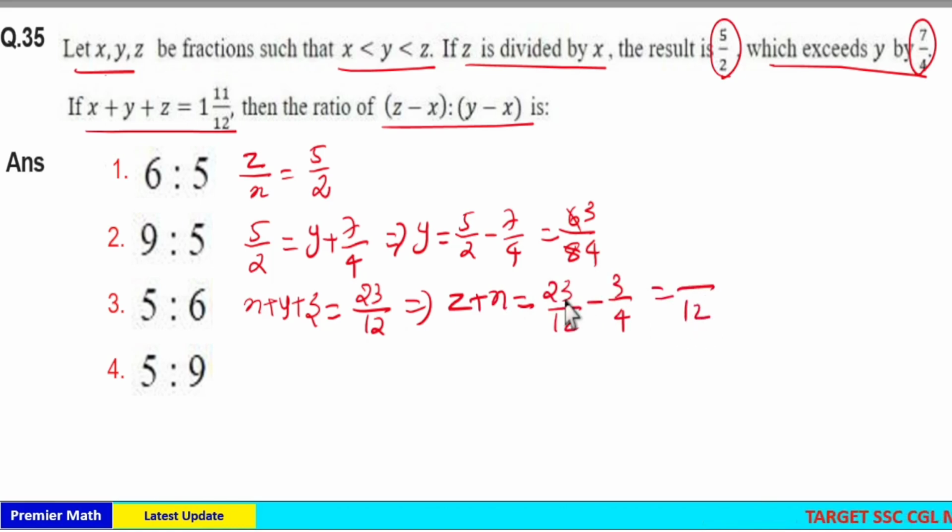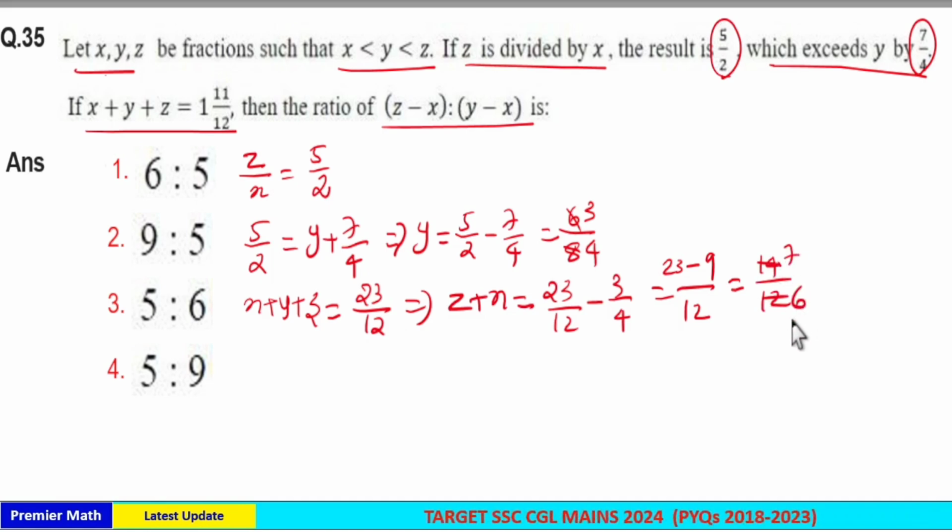Take 12 as common denominator. This is 23 and here 4 goes 3 times in 12. 3 into 3 is 9. 23 minus 9 means 20 minus 6, which is 14. 14 by 12 means 7 by 6. So z plus x is 7 by 6, and z by x is given as 5 by 2.